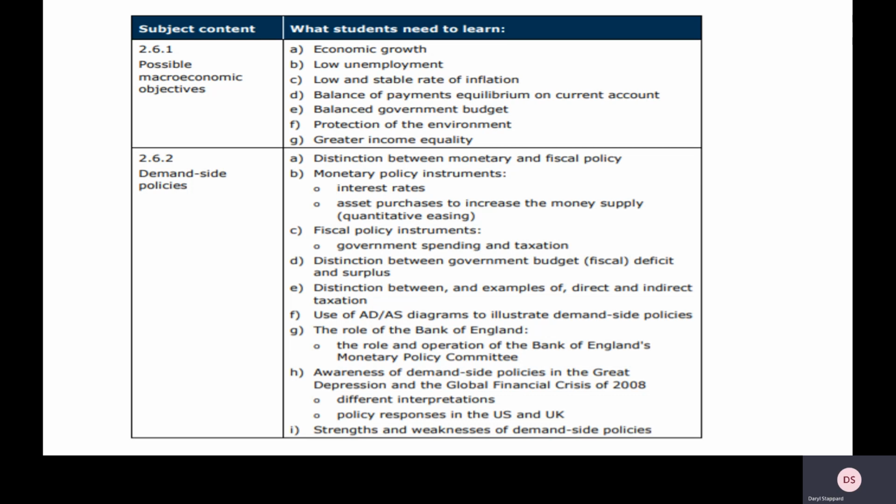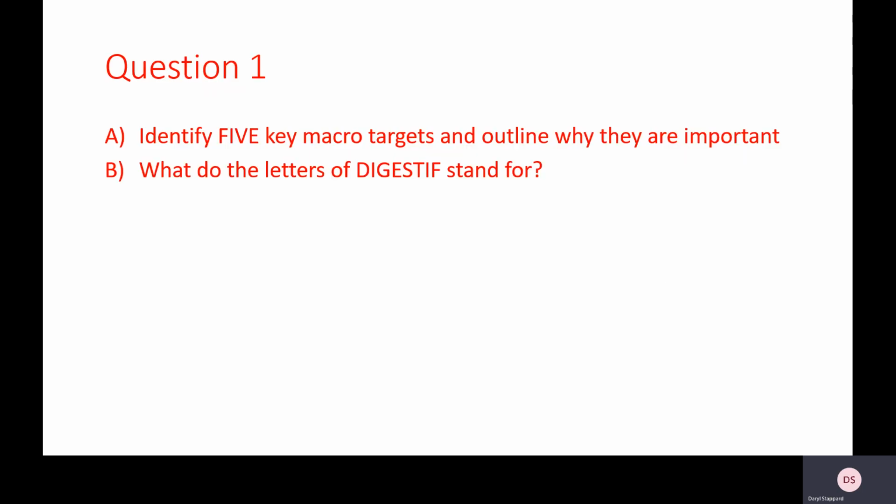What you can hopefully see at the top of the page is that there are 7 different objectives that you've got to be aware of. Economic growth, low unemployment, a low stable rate of inflation, reduce that current account deficit to reach a balance of payments equilibrium, support or improve government finances, so reduce budget deficits and work towards a budget surplus so you can start paying down national debt, protect and enhance the environment, and reduce inequality.